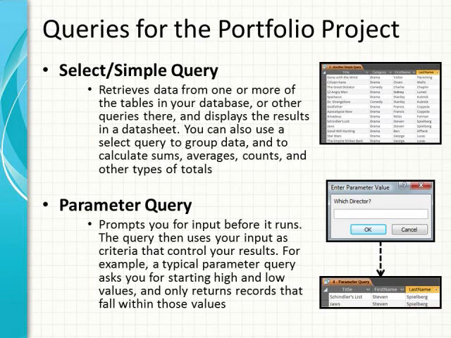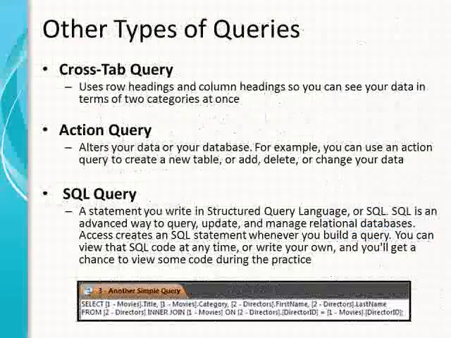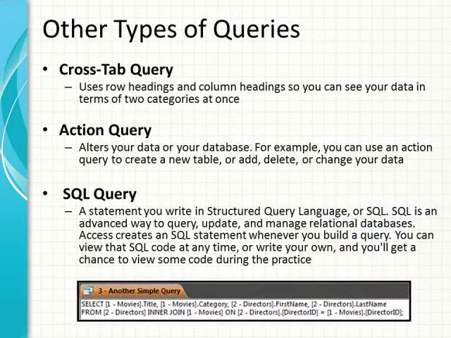of totals. A second type of query that we'll use on our final project is a parameter query, and that's simply one that prompts you for input before it runs. The query then uses your input as criteria that controls the results. For example, a typical parameter query asks you for starting high and low values and then returns records that fall within those values.